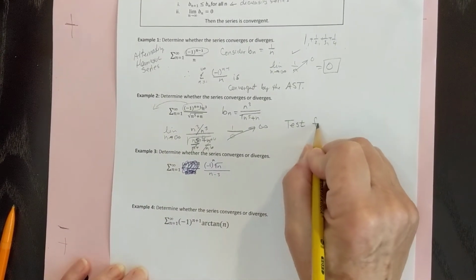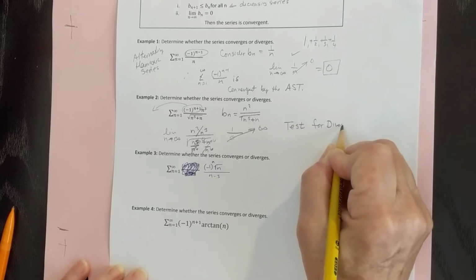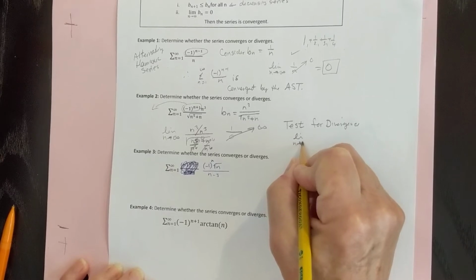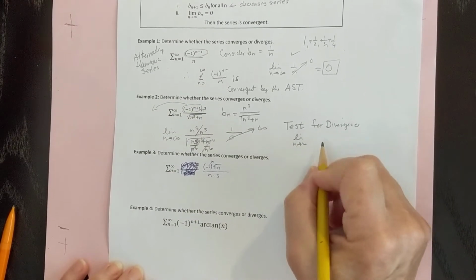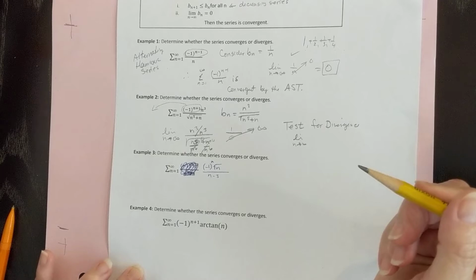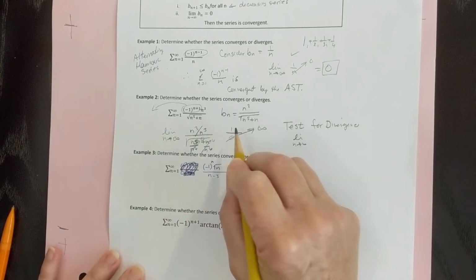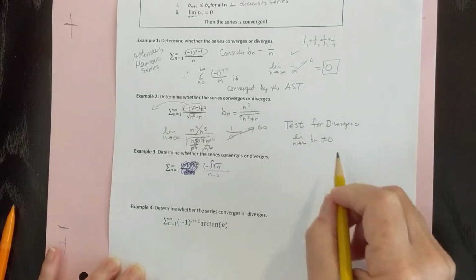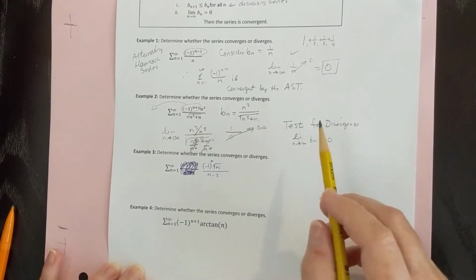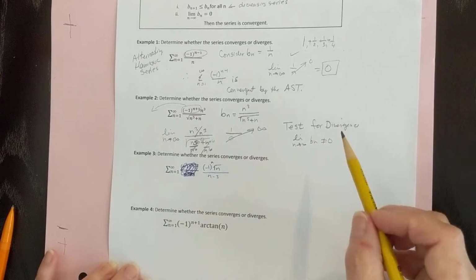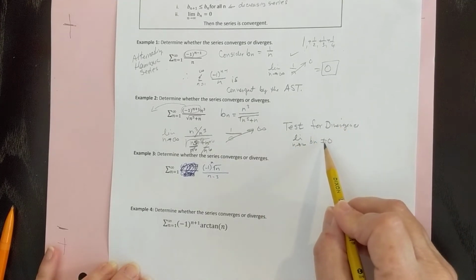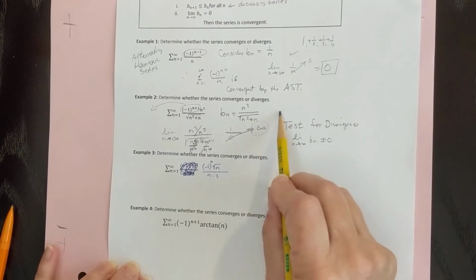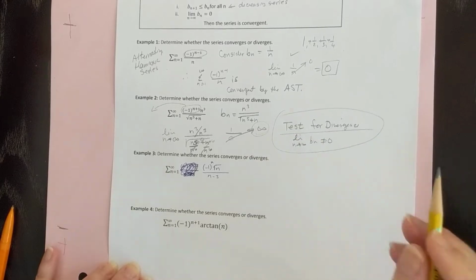The test for divergence is if you take the limit as n goes to infinity of a sub n, the nth term, so b sub n would be this. If it does not equal 0, then it's a divergent series. So this is alternating, right? But since it's not going to 0, it's getting further and further apart, going to something like infinity. So this diverges by the test for divergence.